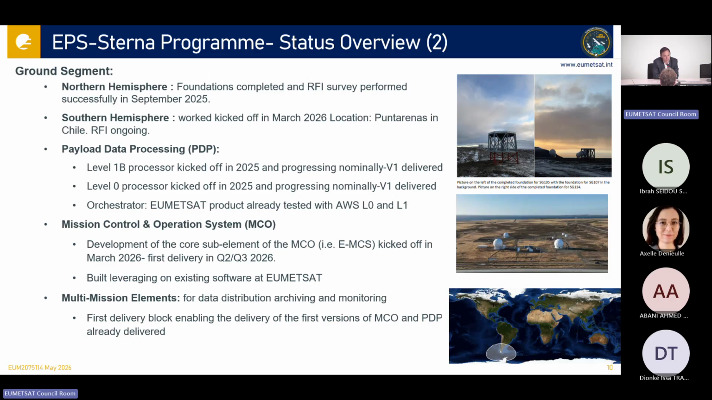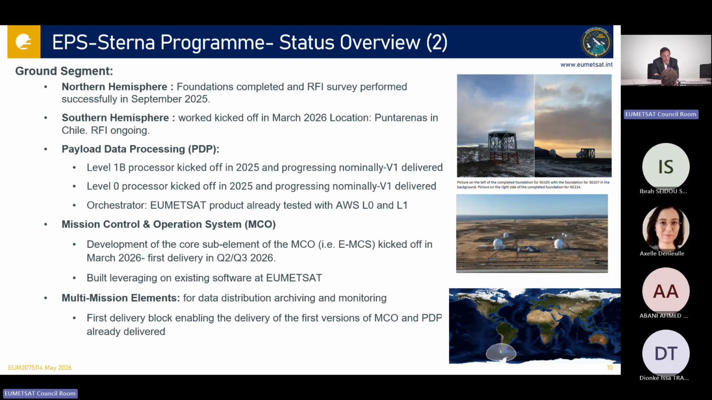In the Southern Hemisphere, we just started. We have conducted the RF interference analysis, and that needs to be continued, but we just started. The picture on the right is the one about the Svalbard antennas. You can see it's materializing. Regarding the processing facility, we have in-house already the level 1 and level 0, or at least the first version of this software. And we also have an orchestrator, which was tested with the AWS level 0 and level 1 processor, and we are now integrating it.